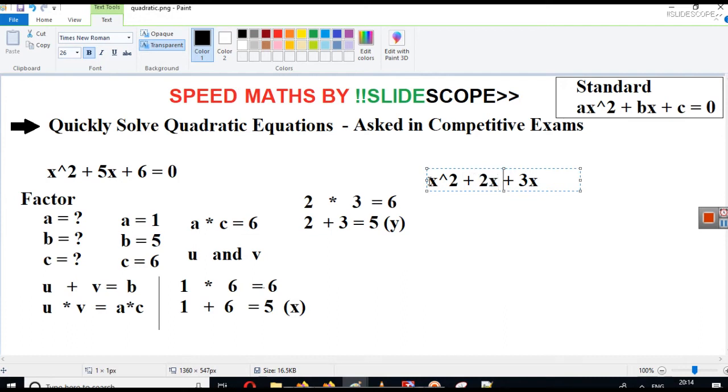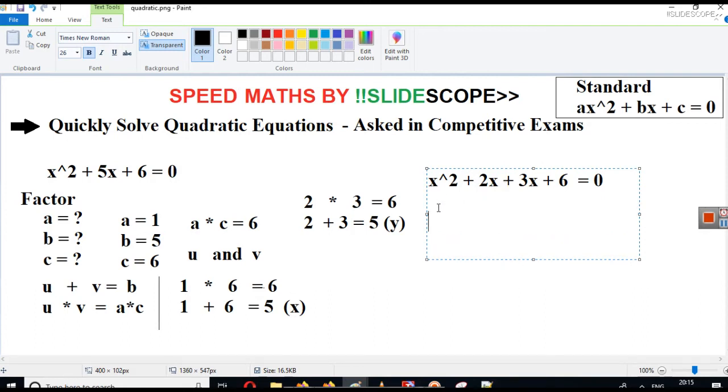So 2x plus 3x is 5x, plus 6 is equal to 0. Now this becomes our equation. We can write this equation. This is the same thing. We have just broken b into two parts, 2x and 3x.